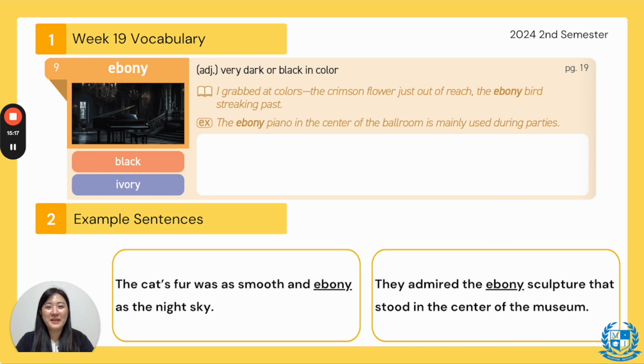The ebony piano in the corner of the ballroom is mainly used during parties. So it's just another word for saying something that is black. Over here it says, the cat's fur was smooth and ebony as the night sky. So it was so dark, it was like the night sky. Next one says, they admired the ebony sculpture that stood in the center of the museum. Very beautiful.